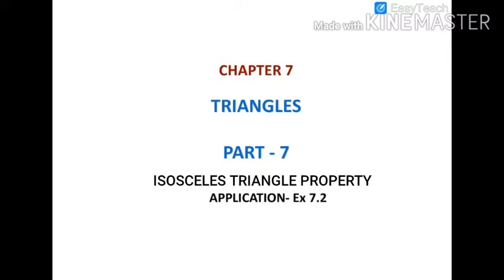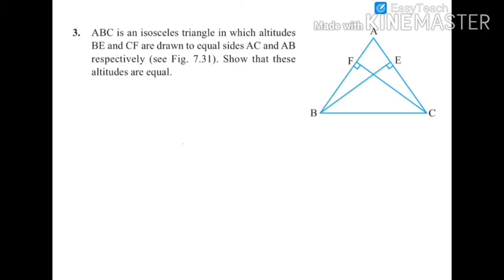We will continue with chapter 7, Triangles. In today's video lesson, we will apply criteria for congruence, that is SAS, ASA and AAS, and also the isosceles triangle property in proving questions of exercise 7.2. We have solved first two questions in the previous video, so let's continue with question number 3.